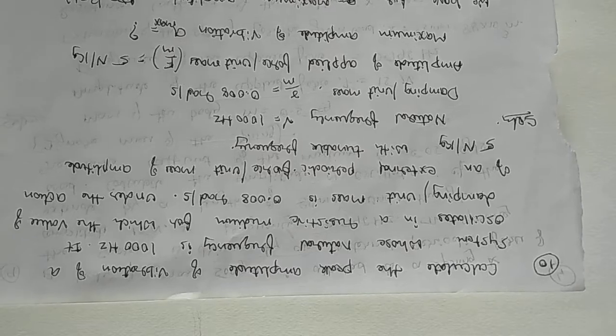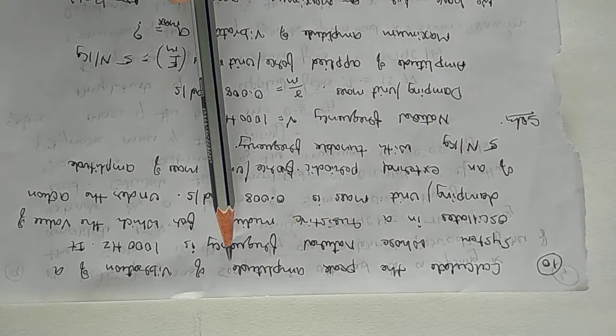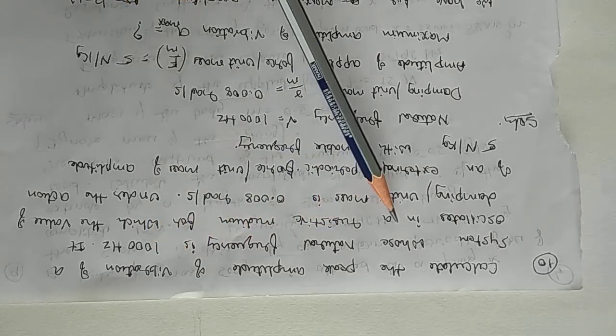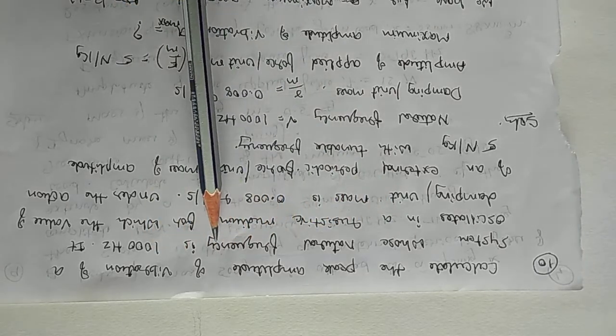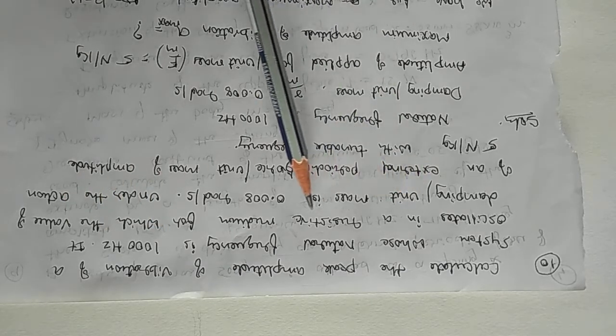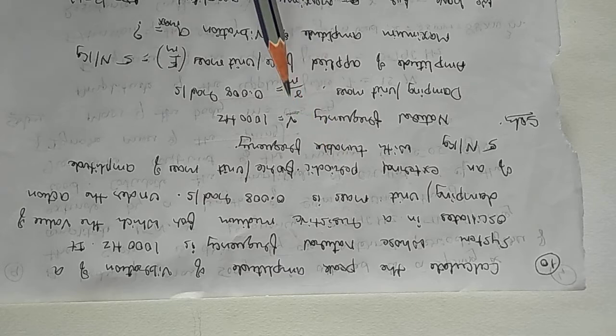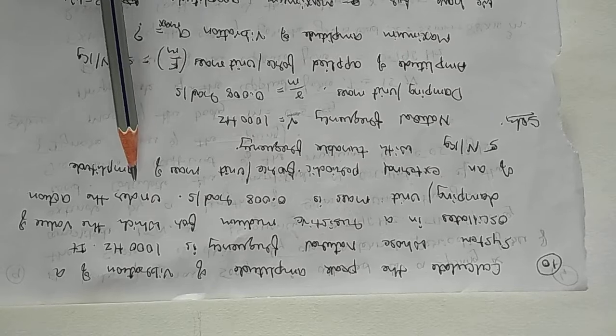The next one: calculate the peak amplitude of vibration of a system whose natural frequency is 100 Hz. Nu is given. It oscillates in a resistive medium for which the value of damping per unit mass is 0.08, R by M. So R by M is 0.08 radians per second.